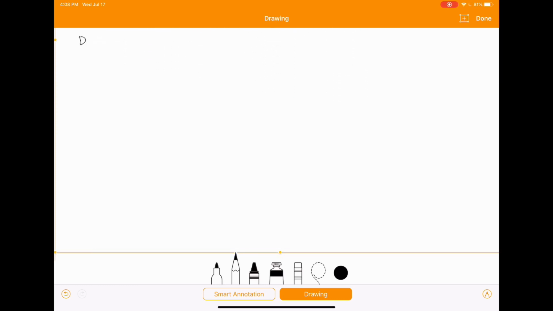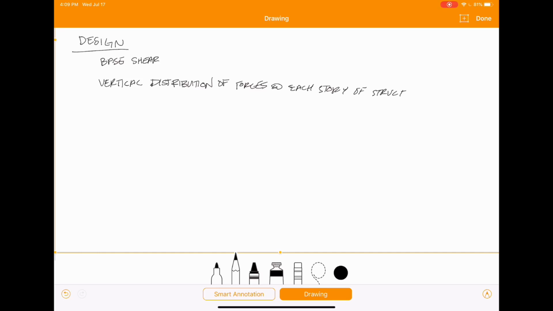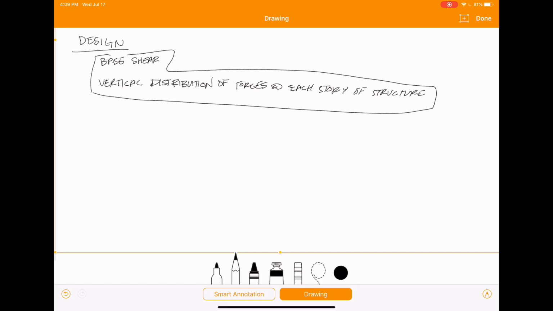All right, and then all of that will be used in your seismic design. So the most important things to know about seismic design are going to be about base shear, and then the vertical distribution of forces at each story of the structure. So this is what's going to actually give us our loads that we're going to design for.